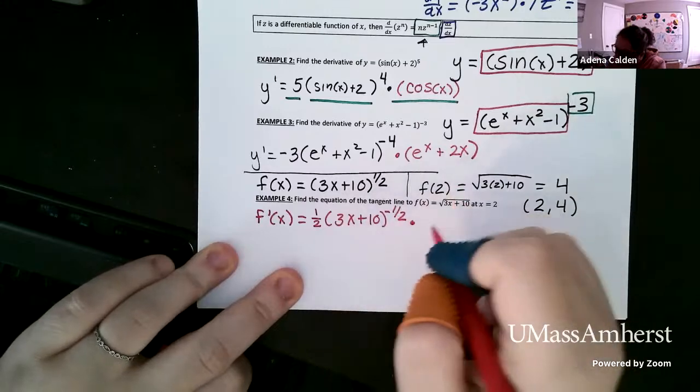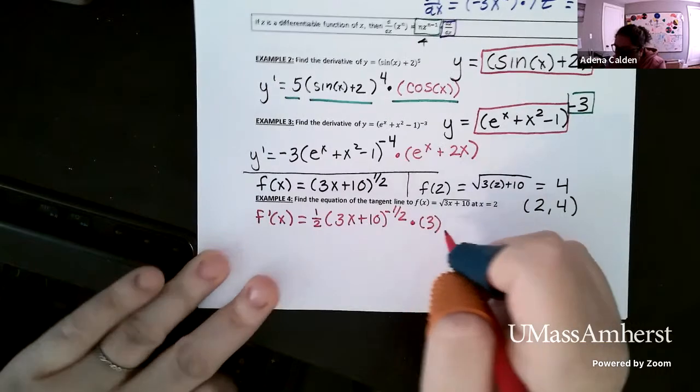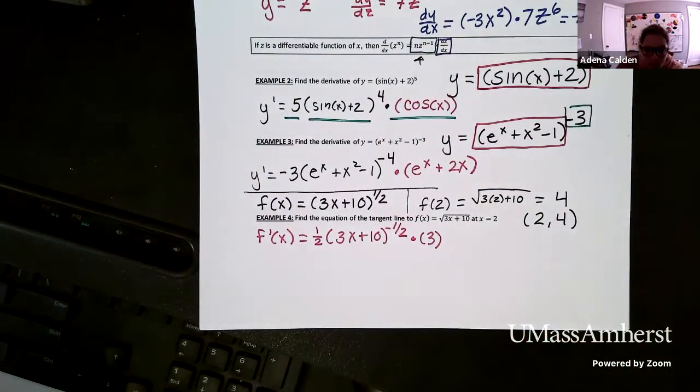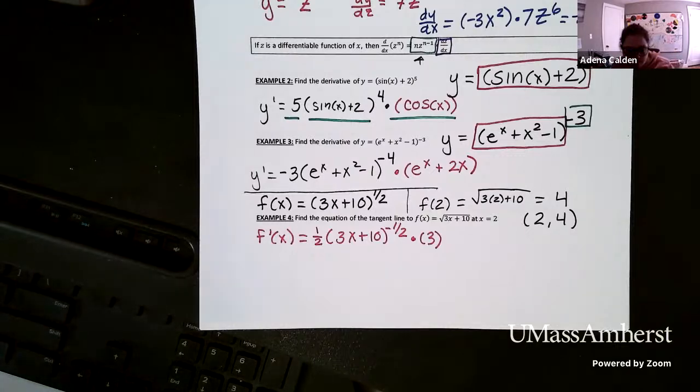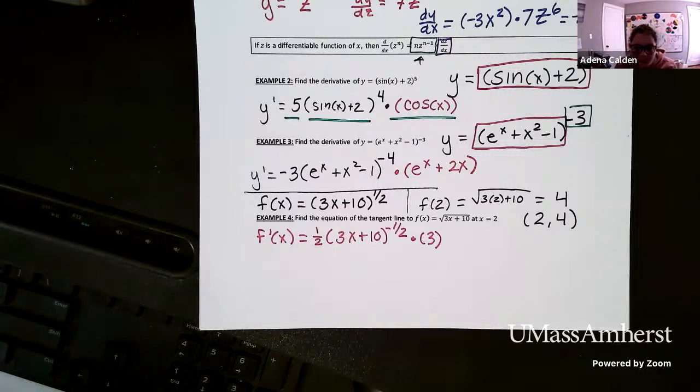So the derivative of 3x is 3, and the derivative of 10 is 0. So my derivative looks like this. And on the surface, we are just doing the process that we did before. However, in order to find the slope in the next step, we do have to do a bit of algebra to think about what this function looks like and what it's going to mean when we plug in the 2.